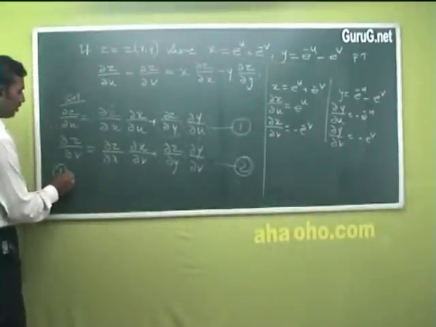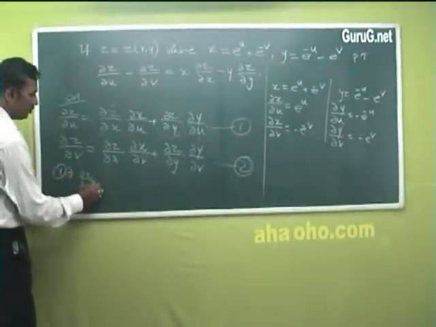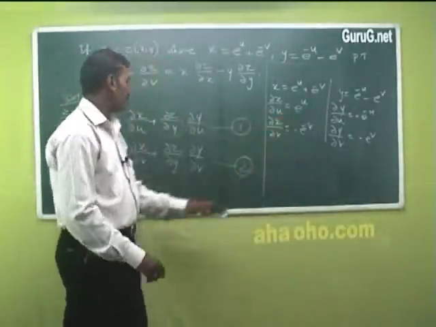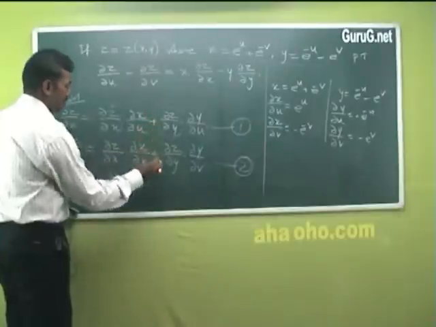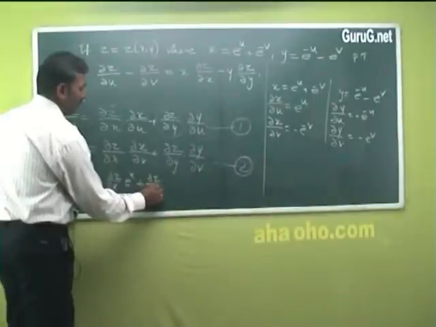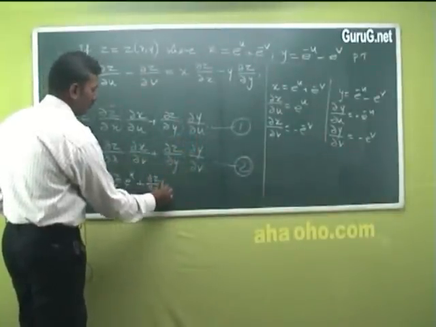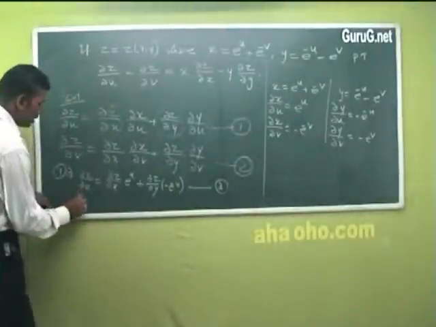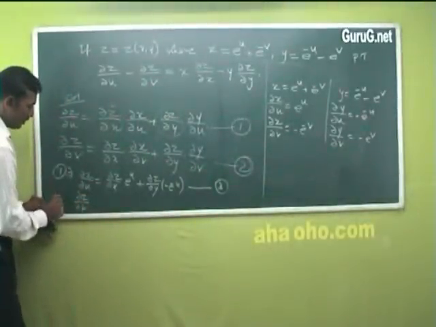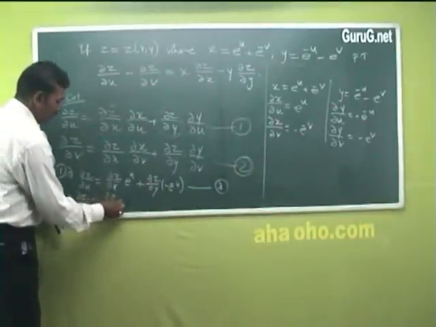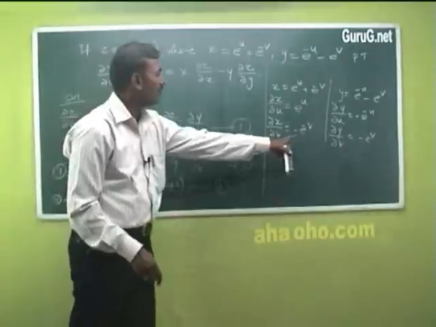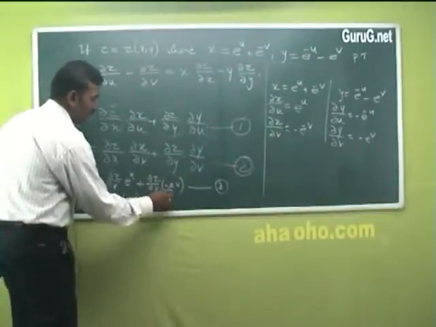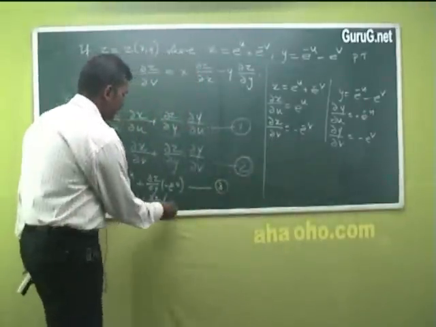So from 1, ∂z/∂u = ∂z/∂x into the value of ∂x/∂u, e^u, so e^u, plus ∂z/∂y into the value of ∂y/∂u, minus e^(-u). Take it as these are 3. Then ∂z/∂v equals, so equation 2 becomes ∂z/∂x into ∂x/∂v, so minus e^(-v), plus ∂z/∂y into ∂y/∂v, minus e^v.